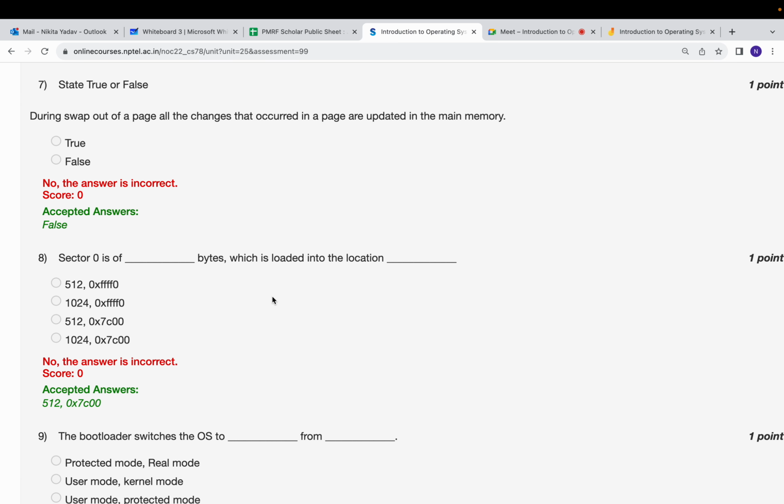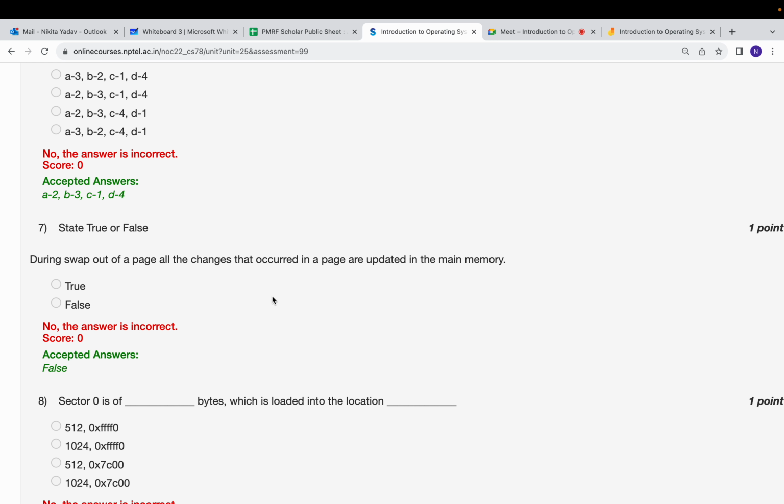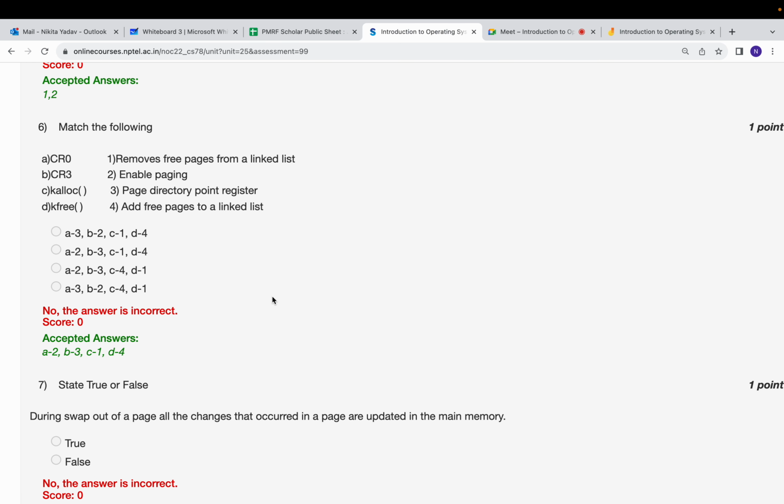True or false? Anyways, the answer is there. So then, a true or false question. During swap out of a page, all the changes that occurred in a page are updated in the memory. True or false?